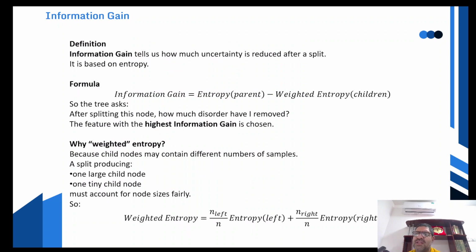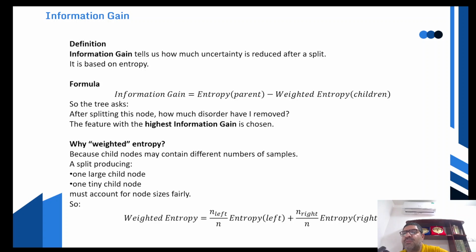Definition of information gain, first of all. Information gain is one more concept. In fact, we explained these a little bit in the earlier video, which was episode 7. Information gain tells us how much uncertainty is reduced after a split. How much reduced uncertainty do we have after a split happens? So we should be getting information gain to whatever extent it should be.